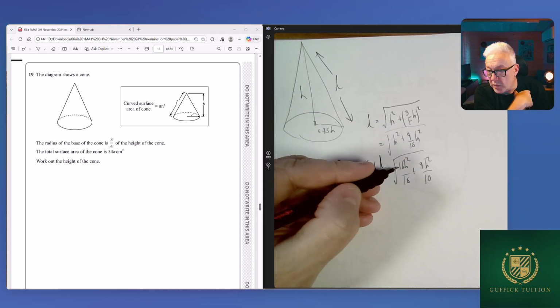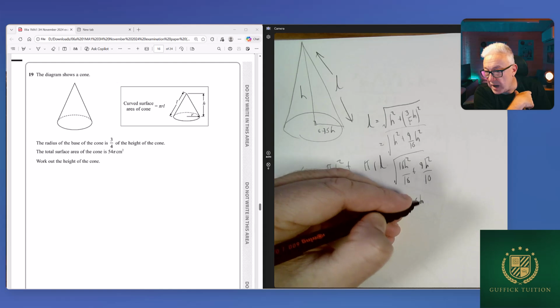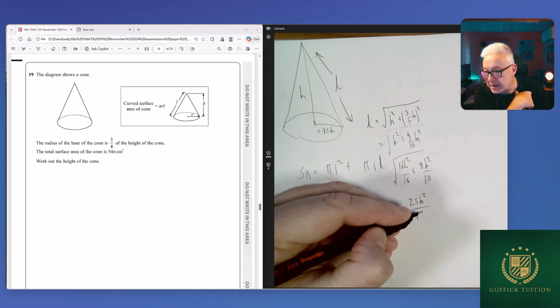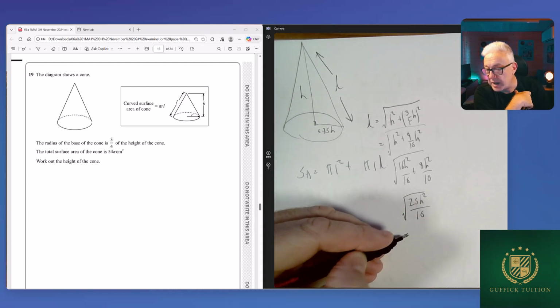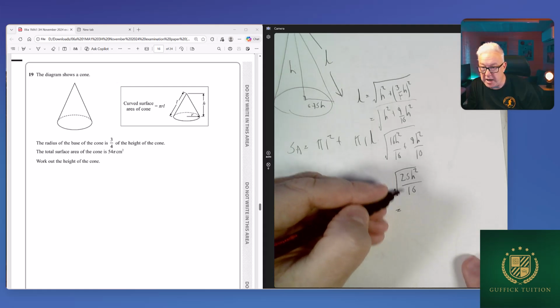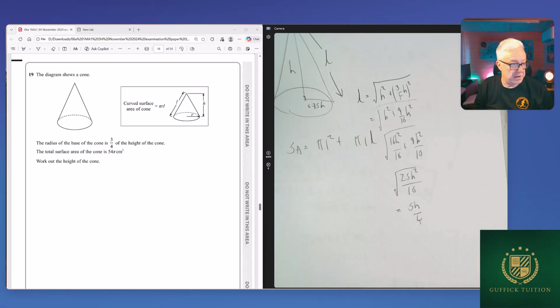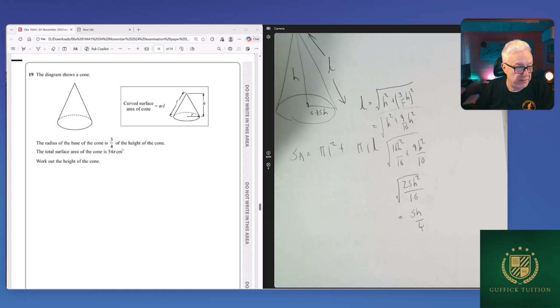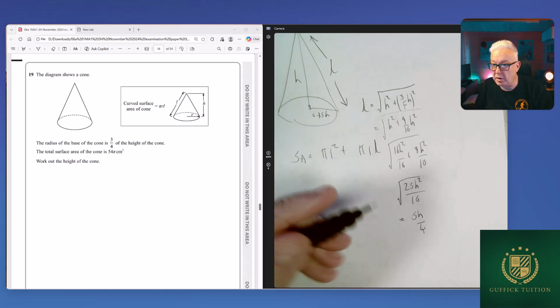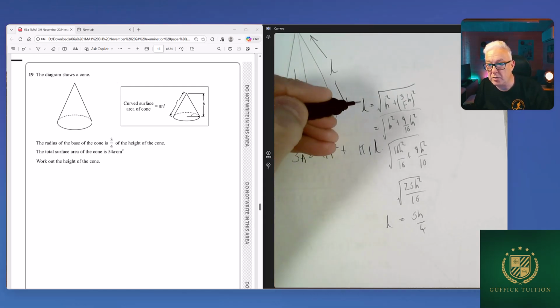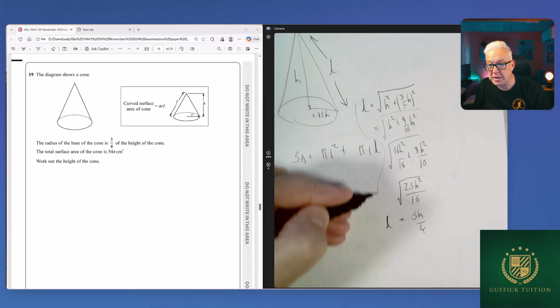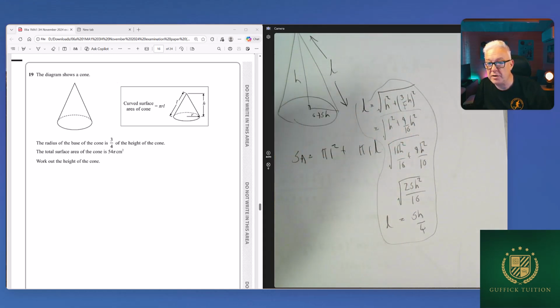Which then in turn we can add that to get the square root of 25h²/16. Oh, that's handy, which is the same as 5h/4. Okay, so we've got a nice expression there, 5h/4 for L. So L is, and all of this working here, just kind of put that together there, is 5h/4.